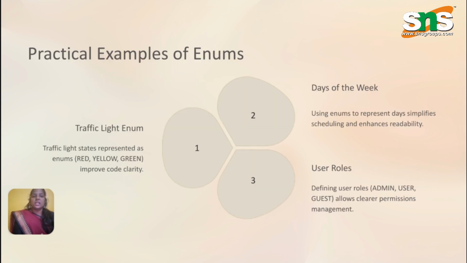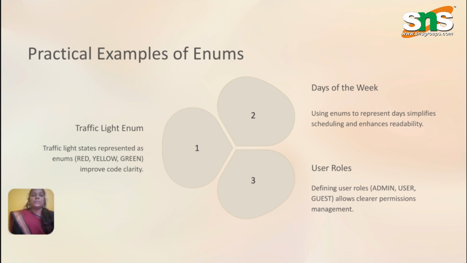Next, the practical examples. First let's look at a few real time examples. Traffic lights have exactly three states: red, yellow, green. Using an enum is perfect here. Example 2 is days of the week. Using an enum to represent the days simplifies scheduling and enhances readability. Enum Days: Monday, Tuesday, Wednesday, Thursday, Friday, Saturday and Sunday. A scheduling program becomes much easier to understand. Then user roles: defining user roles such as admin, user, guest allows clearer permissions management, and access control becomes more secure and structured.